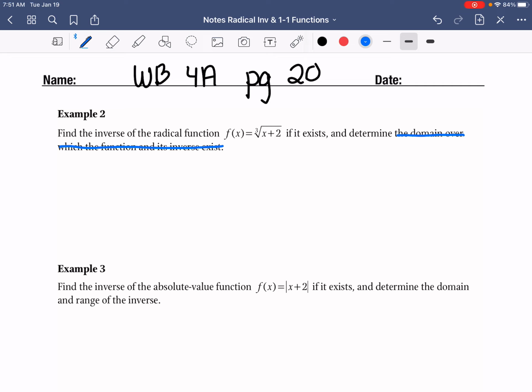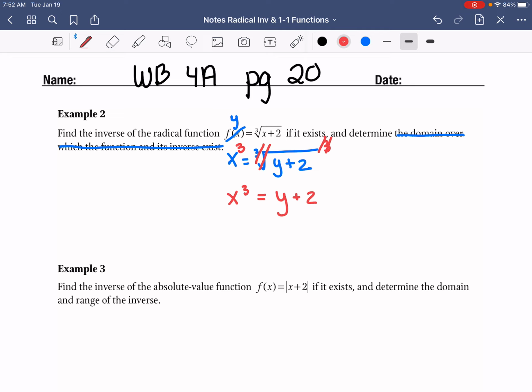Okay, so we're going to follow our 5 steps. First step is to switch x and y. So I have x equals the cube root of y plus 2. Step 2 is to move anything outside the radical. There isn't anything in front of my radical, so I don't have anything to do for step 2. Step 3 is to raise both sides to the power that would cancel. This number right here is an index of 3, so I'm going to raise both sides to the power of 3. I don't need parentheses because it's just one piece. So I have x cubed equals y plus 2.